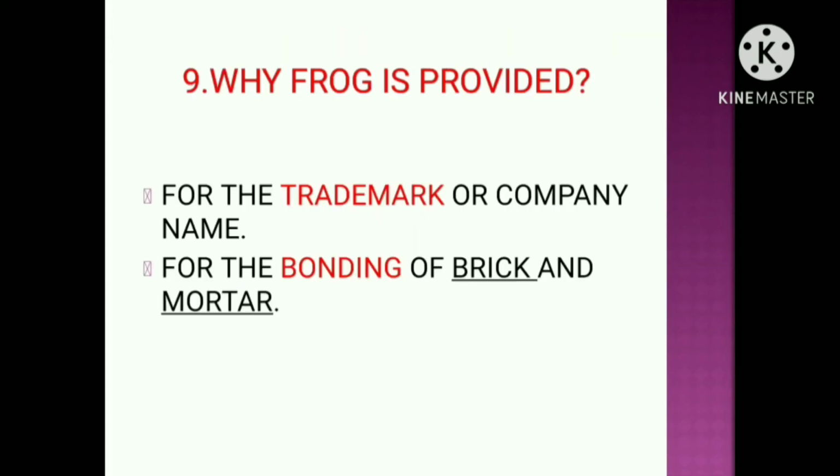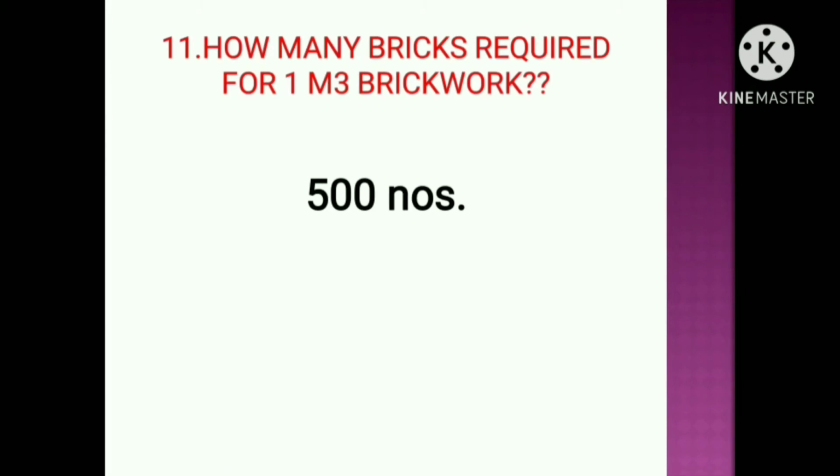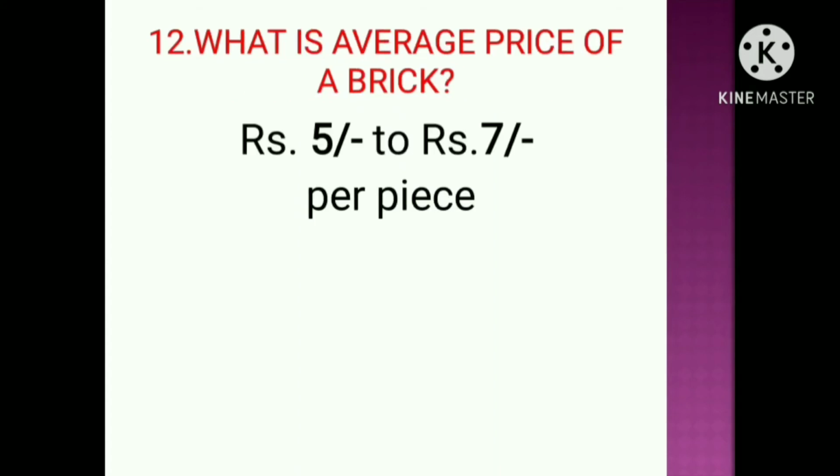Why frog is provided? Very important question. It is provided for basically two reasons: for the trademark or the company name, and second, for the bonding of brick and mortar. What is average weight of a brick? It is 3 to 3.5 kgs. How many bricks are required for 1 meter cube brickwork? So the answer is 500 bricks. What is the average price of a brick? It is rupees 5 to 7 per piece. It differs according to the location.